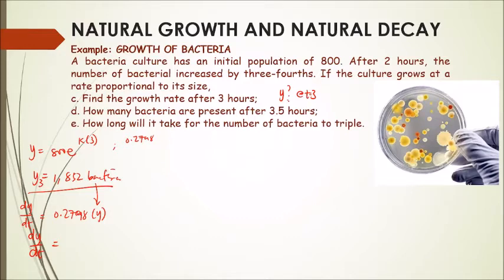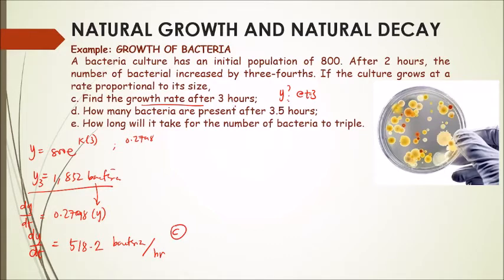So, 0.2798 times 1852. That is 518.2. So, that is 518.2 bacteria per hour. Rate man po ito. Growth rate. So, muna ito answer sa letter C.